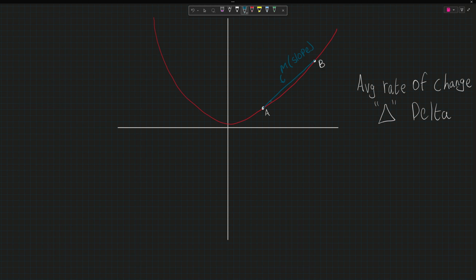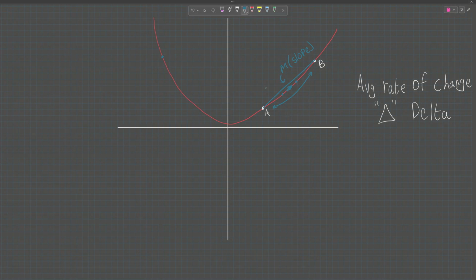Okay, let's say instead of point A and point B over here, what if I decrease the distance between point A and point B, and we make them closer and closer and closer, such that they're so close that they become one point in the center, right here. What about then? Well, that's what derivatives are.